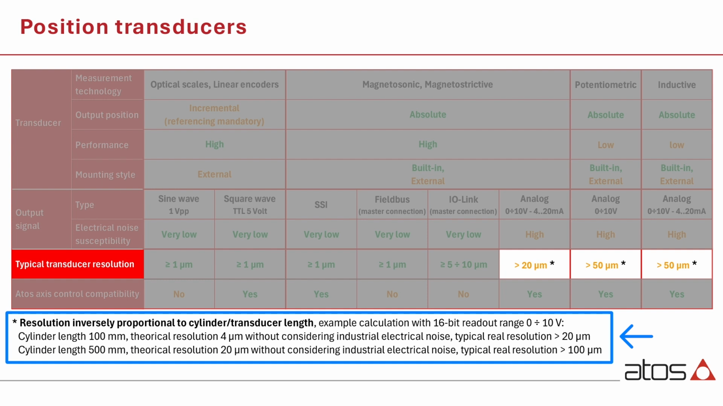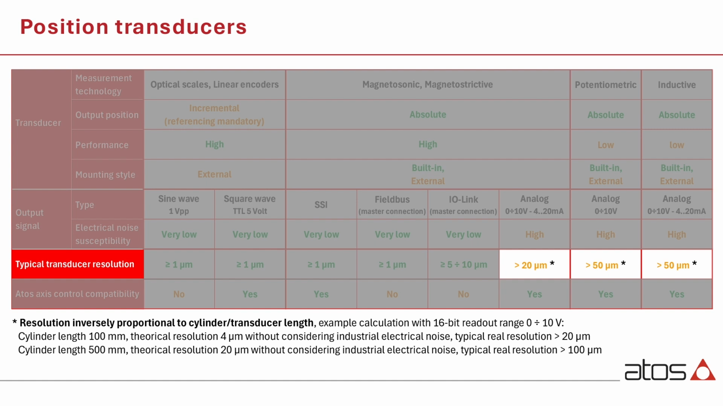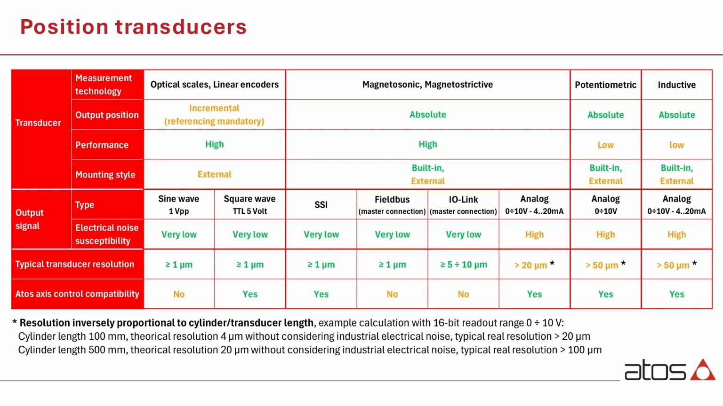For example, considering the characteristic of the analog inputs of our axis controller and the nominal stroke of hydraulic actuator of 100 and 500 mm, the respective resolution would be 4 micron for a stroke of 100 mm and 20 micron for a hypothetic nominal stroke of 500 mm. But these are theoretical data. On the field, we know that because of electrical noise, this data could be higher, as shown in the table.